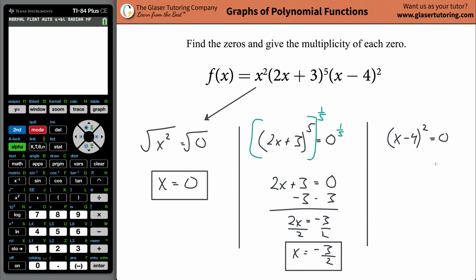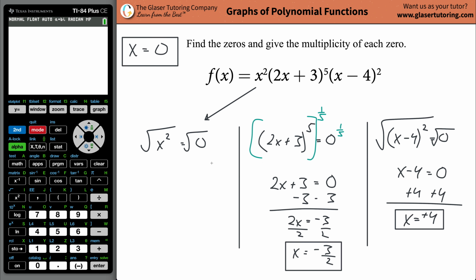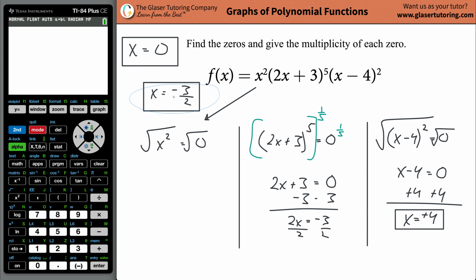And last but not least, we're going to do the same thing. Take the square root of both sides over here. That's going to get rid of the square, so that's x minus 4 equals the square root of 0, which is obviously 0 for the same reasons as we discussed. Add the 4 to both sides, and lo and behold, you have your zeros. In other words, these are the x values where the function touches or crosses the x-axis, where the function's value is 0, where the y value will be 0.